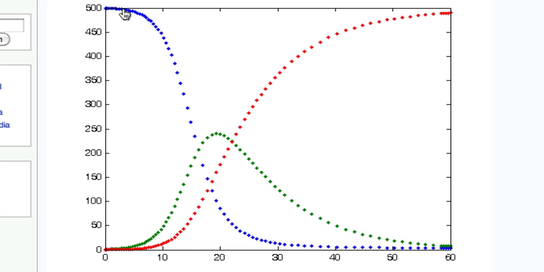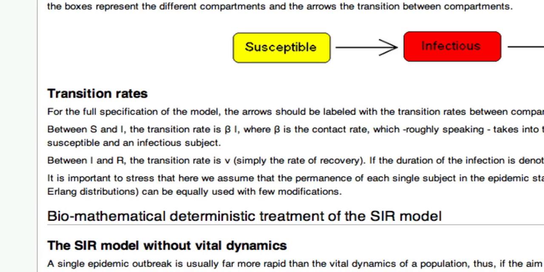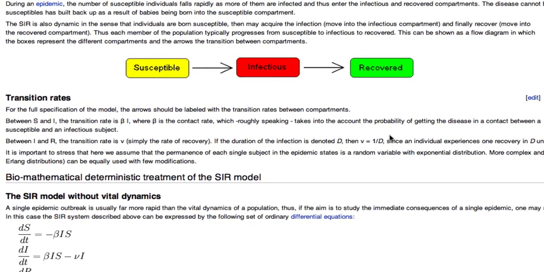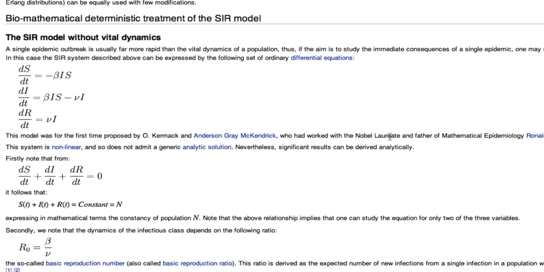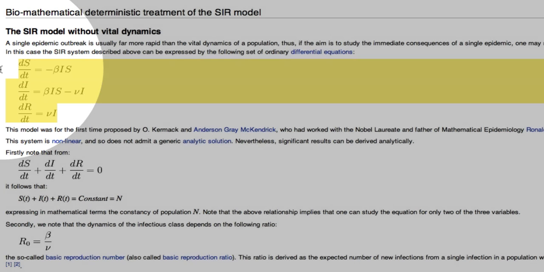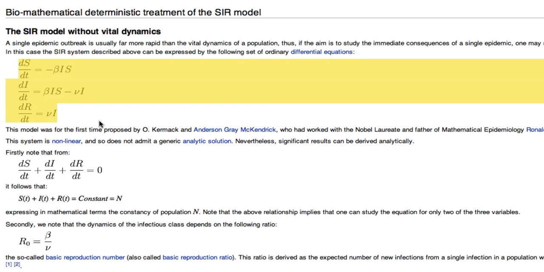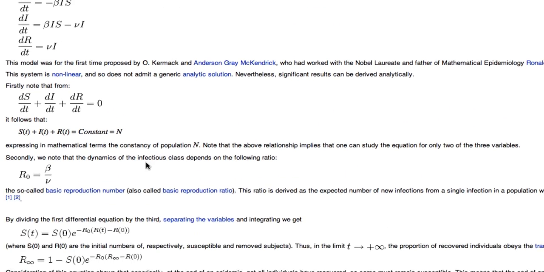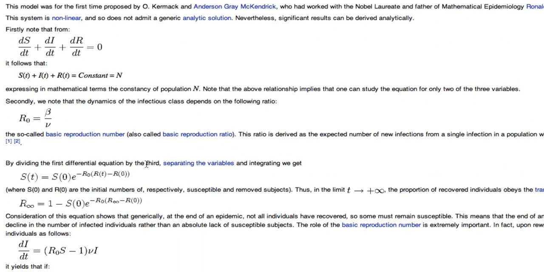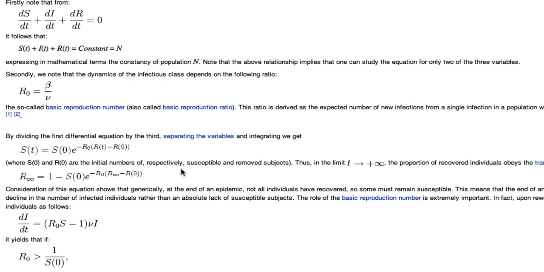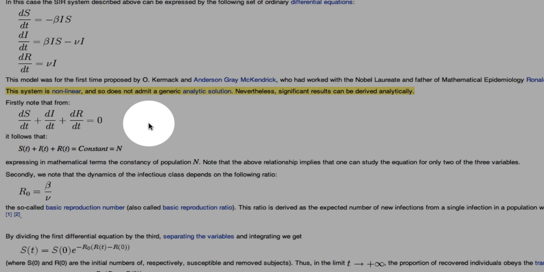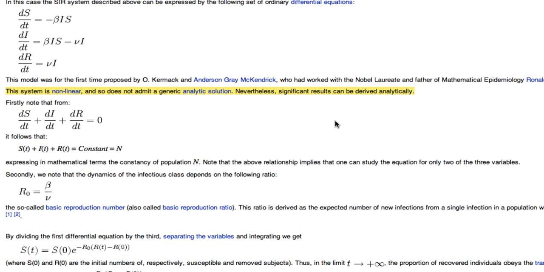You'll notice a few things here. You know, nobody's infected at the beginning, everybody's infected at the end. Here's the basic model, which is just a few ordinary differential equations here. Okay, but let's see. What if we're interested in looking at the population over time? Well, this is an important piece here. The system is nonlinear. We don't have a generic analytical solution.